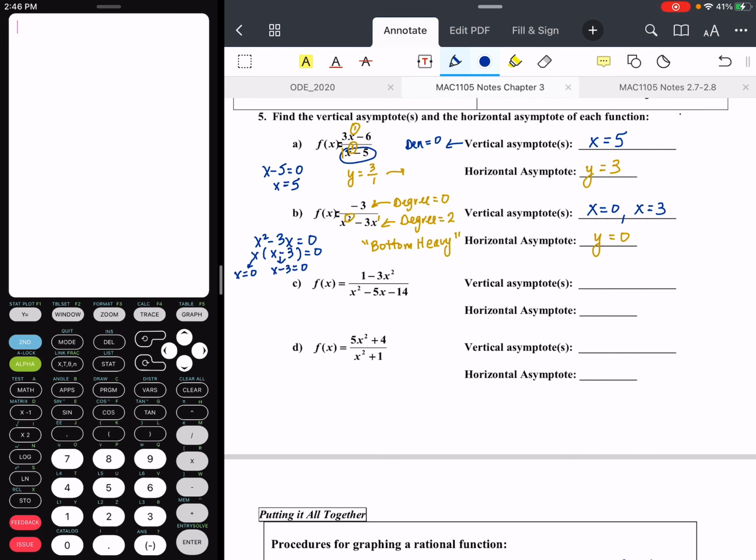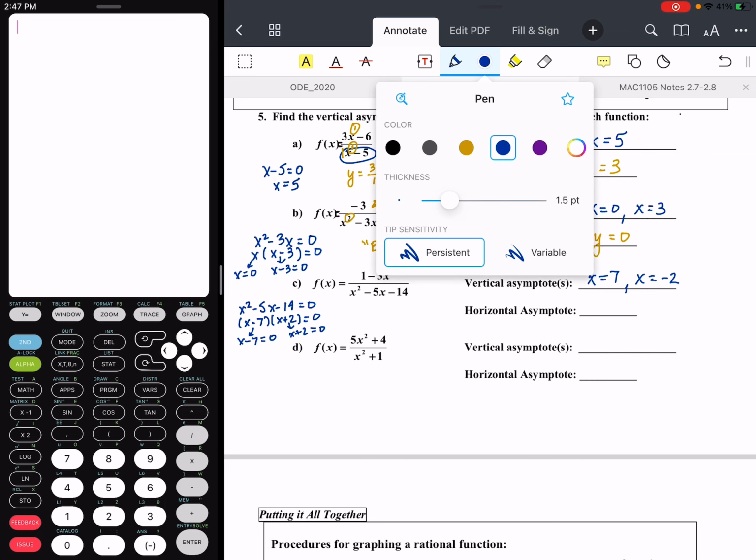All right, C, f of x equals 1 minus 3x squared over x squared minus 5x minus 14. For my vertical asymptote, I'll set that denominator equal to 0. So set the denominator equal to 0, factor to solve. So that would give me x minus 7 times x plus 2 equals 0. Then set each factor equal to 0. If x minus 7 equals 0, then x equals 7. If x plus 2 equals 0, then x equals negative 2. So those would be my two vertical asymptotes.